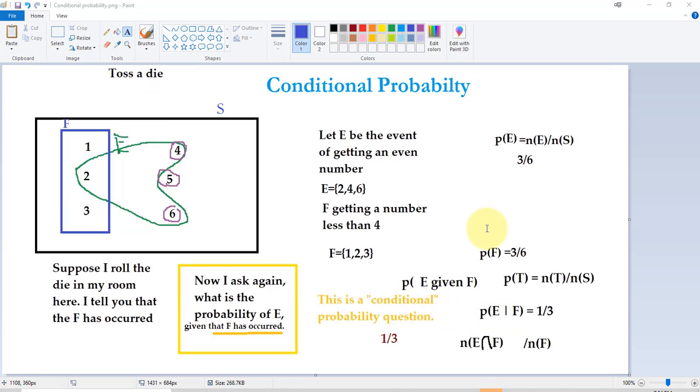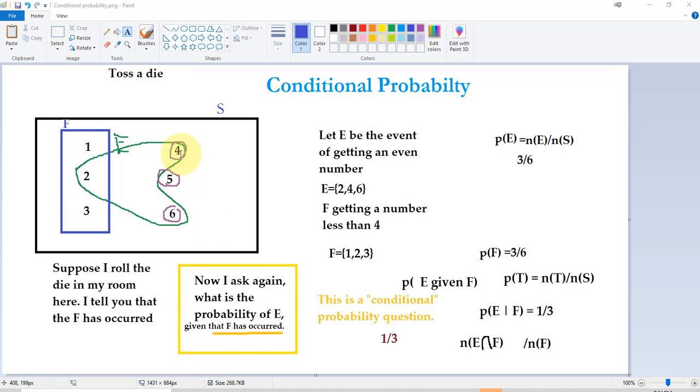Okay, so like I said, I would initially have wanted to say, well, I don't care if we're given that F has occurred. So what? I just want to say the probability of E is 1/2, and I don't care what we were given. But it's going to turn out that the answer is actually 1/3. Now, why is it 1/3? Well, remember, in this question, we're given that F has occurred.